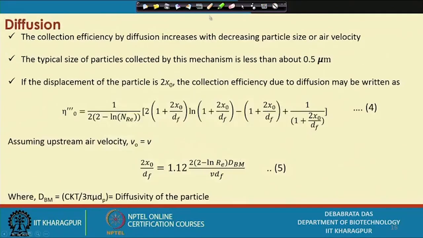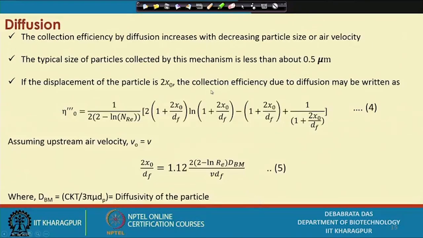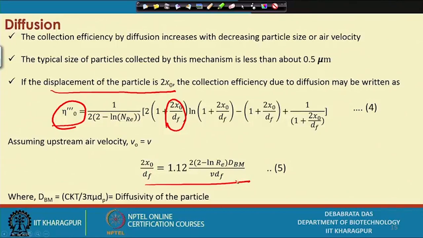Now, the particle separation by diffusion can be explained like this. Here you considered N_R as the geometrical ratio, am I right? Now, here this N_R is replaced by 2x0 by df. 2x0 is the displacement of the particle. If you replace the geometrical ratio by that, you will get the collection efficiency of the particle due to diffusion. And this 2x0 by df is equal to 1.122 into 2 minus log Re D_BM, where D_BM is the diffusivity of the particle.